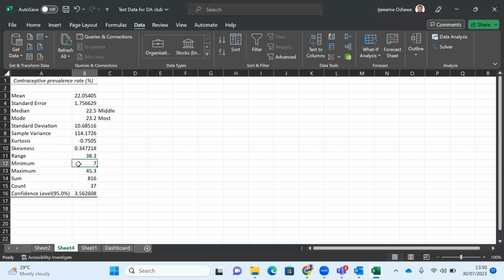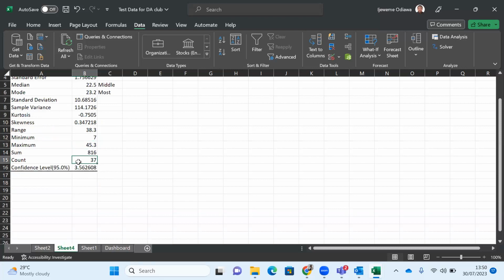The state with the lowest has 7%. The state with the highest has 45% of their women using contraception. When we visualize, we will discover which state this is. So there are 37, just to be sure that we picked all the states in the country plus the FCT, right?